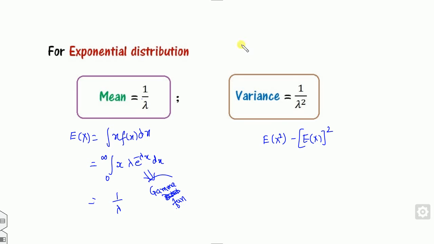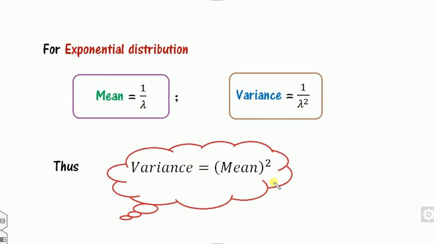So can you find the relation between them? You can see that the variance is nothing but the mean square. Okay, so if I say the mean is 9, then the variance is automatically 81.